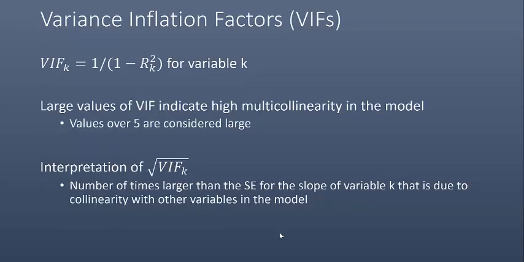This equation is used to find the variance inflation factor. We can use the code VIF of the linear model in R to find the variance inflation factor for each variable. A VIF with a value over 5 is considered large, indicating high multicollinearity in the model for that particular variable. The square root of the VIF is the number of times larger that the standard error for the slope for variable k is due to collinearity with other variables in the model.